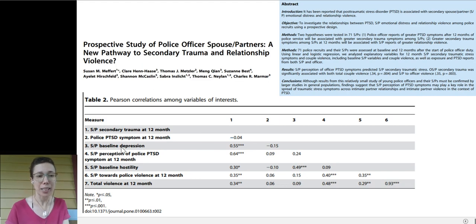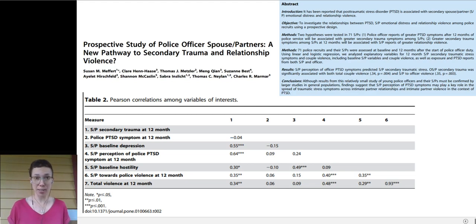But if we look at, for example, baseline depression in spouses and partners, so this would be level of depression at the beginning of the study, 0.55 positive correlation with secondary trauma at 12 months. What I interpret that as is, if a spouse or partner was more depressed at the beginning of the study, it's a positive relationship, so the two variables move in the same direction. So if somebody was depressed at the start of the study, they were also more likely to have a higher secondary trauma score at 12 months.